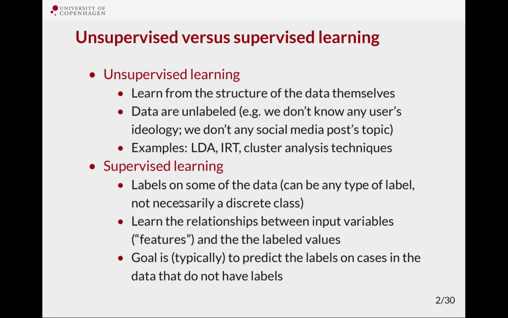In general, I've talked about this a little bit in previous lectures, but there are two types of methods very generally in machine learning, as used in the social sciences: unsupervised approaches and supervised approaches. Unsupervised approaches are when we learn from the structure of the data themselves, so we don't have labels on the data. For example, if we were looking at political ideology, we don't know the ideology of any single social media user in our data set. Or if we're doing topic models, we don't know any of the topics.